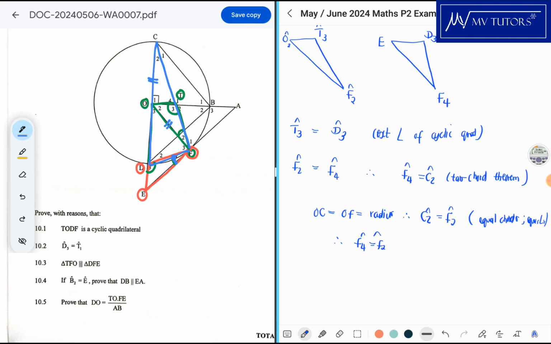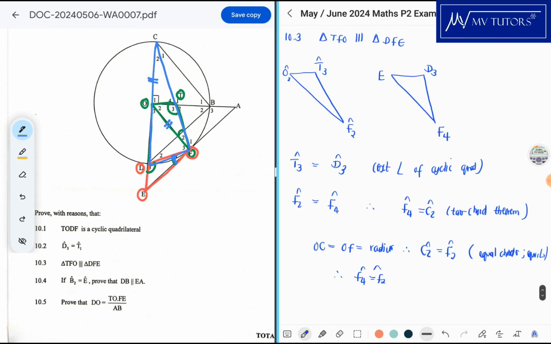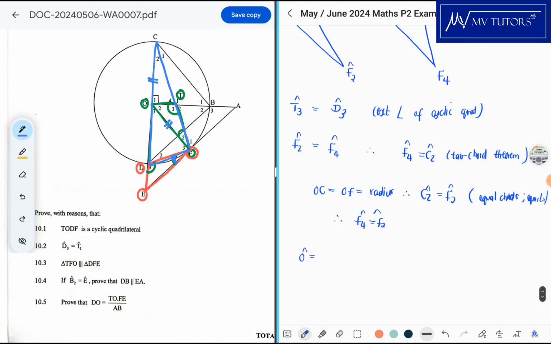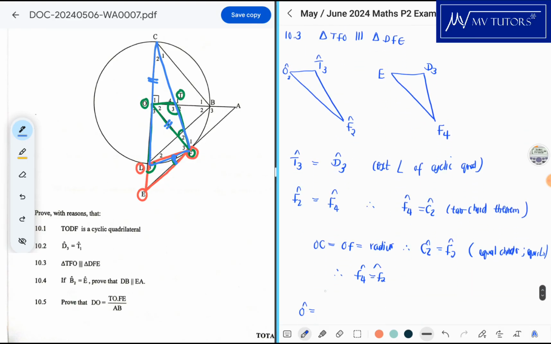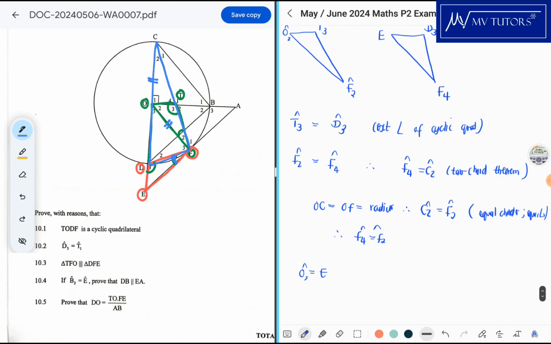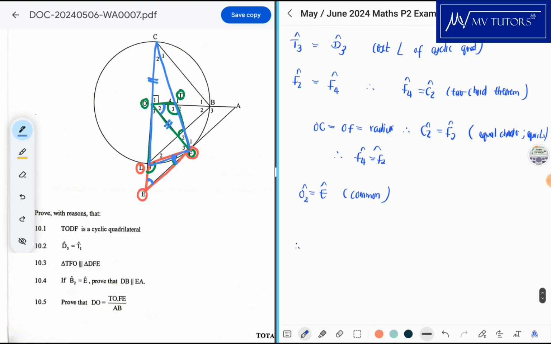Okay, and then lastly, we can then look at O and E. So that's basically O2 is equal to E. And I'm just going to say, well, that's the common one left if you take angles in a triangle, the sum of angles in a triangle equal to 180 degrees. So therefore, we can conclude that triangle TFO is indeed similar to triangle DFE.